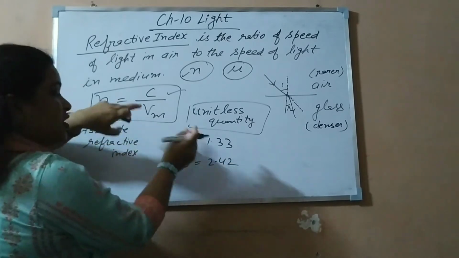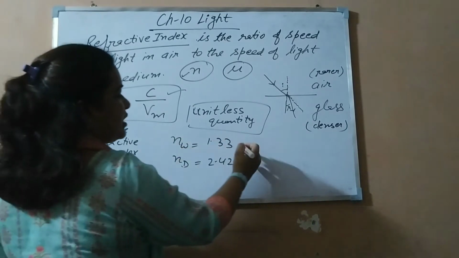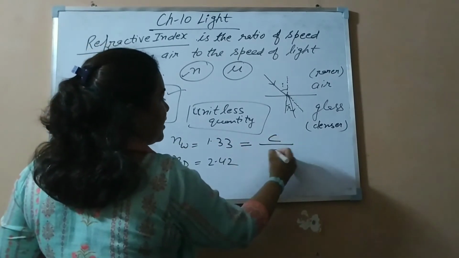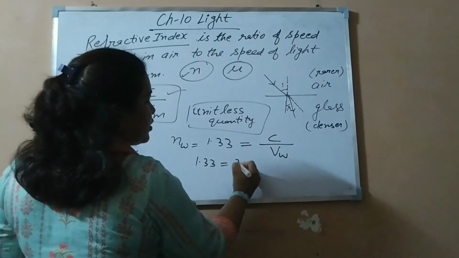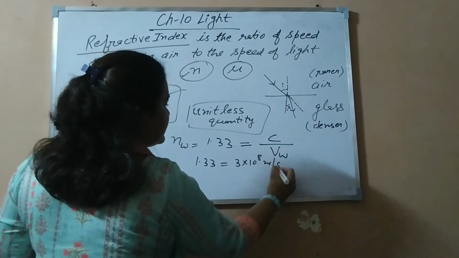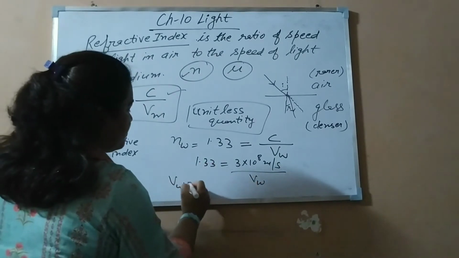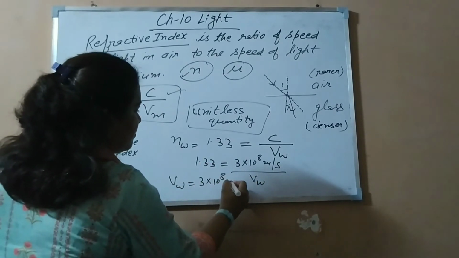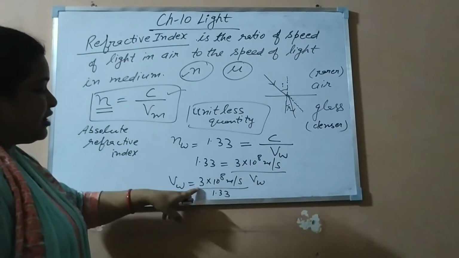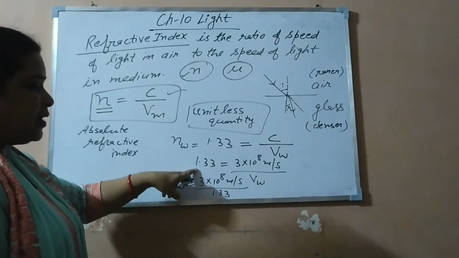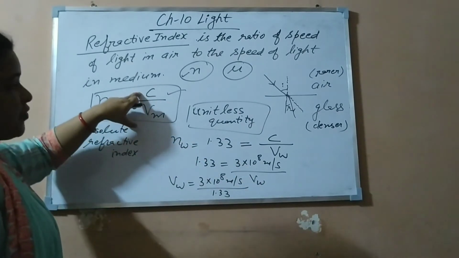So that is refractive index. It is automatically understood that light is coming from air to water. So what does it mean? It is the ratio of speed of light in air to the speed of light in water. This value is 3 into 10 to the power 8 meter per second. And the speed of light in water we can calculate from here by cross multiplying. Then you will get 3 into 10 to the power 8 meter per second upon 1.33. You can solve it, and you will see that the speed of light in water comes less than the speed of light in air. C is the symbol to represent speed of light in air.